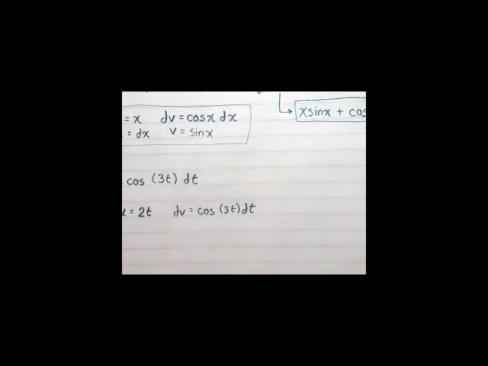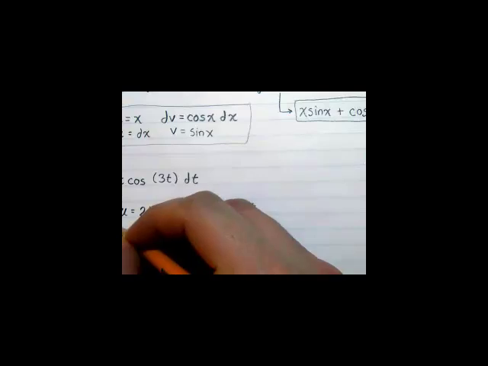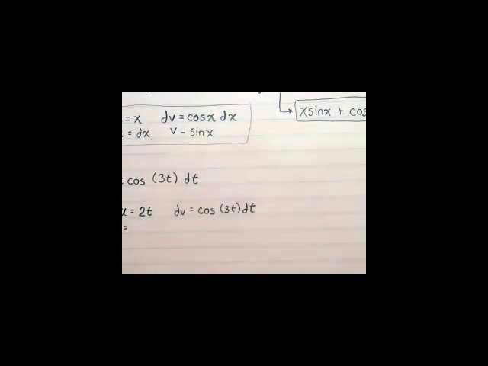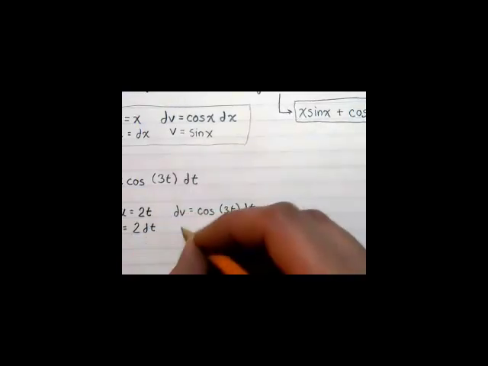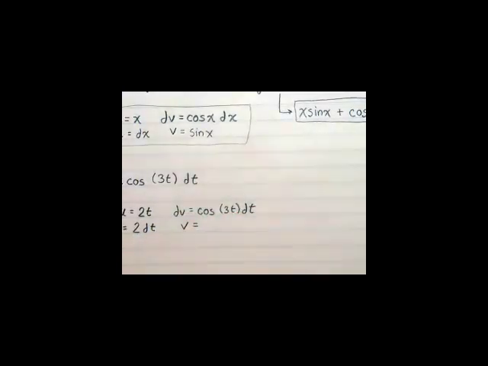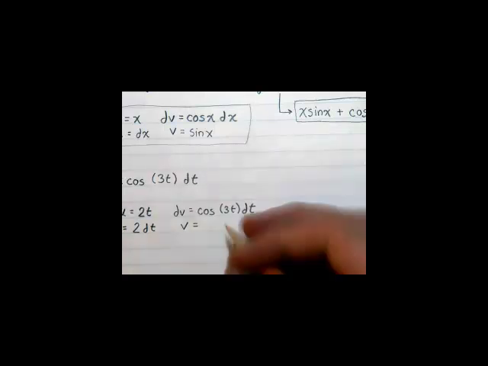We can do this. So, du. Don't overthink it. Do 2 dt. Good. Now the v, we have to do the antiderivative of cosine 3t. Okay, now you might look at that and be like, oh, that's a u substitution, right? It's got a 3t in there. Maybe you guys can do that in your head at this point because it's kind of a simple u sub. I don't know.